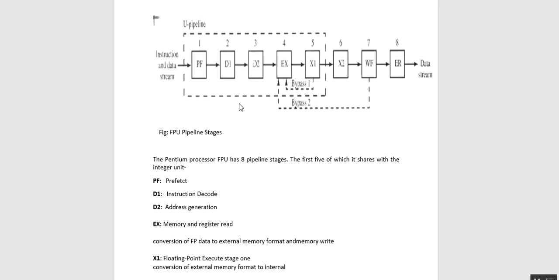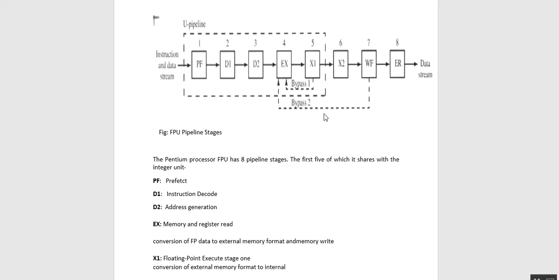In the next phase, that is the X1 phase, which is also called the write back phase, what happens? Information from the register or memory is written to the FP register and data is converted to floating point format before being loaded into the floating point unit.